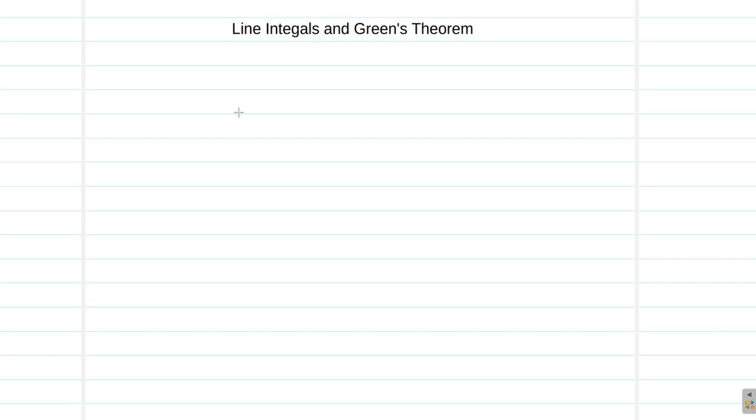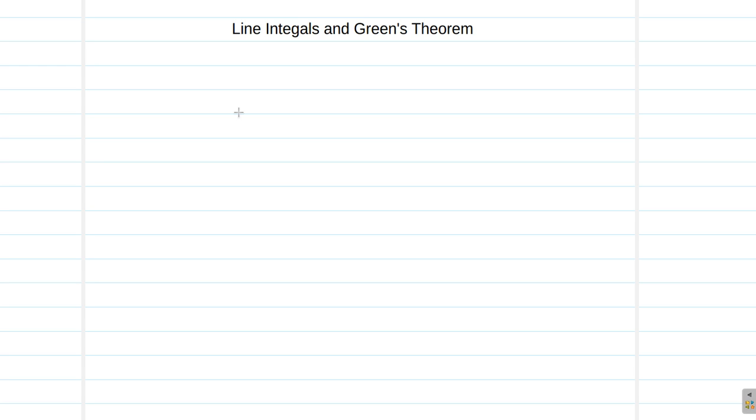Let us look at another example of a line integral. We're going to use Green's theorem to solve it, but we will first use direct line integration, and we get our answer. Then we use Green's theorem and we should get the same answer.